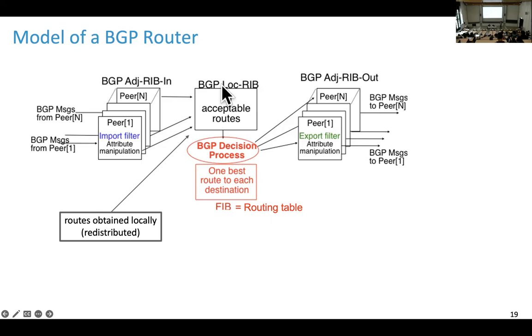Then out of this set of acceptable routes, we should run the BGP decision process, which is, for each destination, we should pick the best route, one best route. And what are the possible cases? For one destination, we might have none. So if among all acceptable routes there is no route, we cannot do anything. We have no route to that. For one destination, we might have only one. So that becomes automatically the best one.